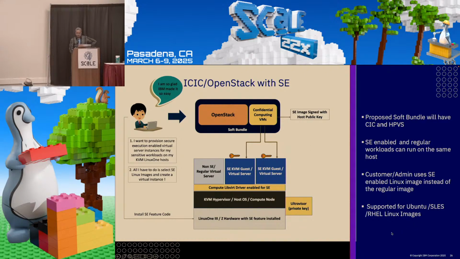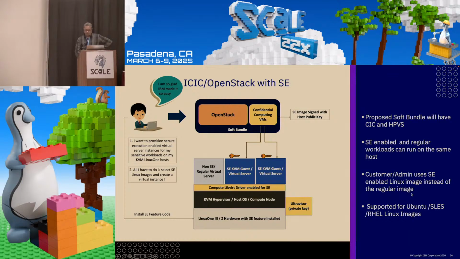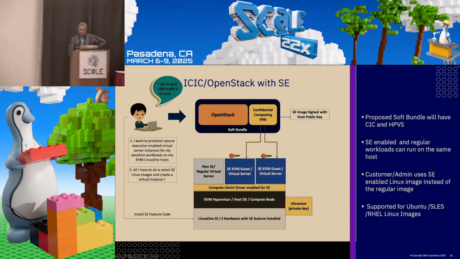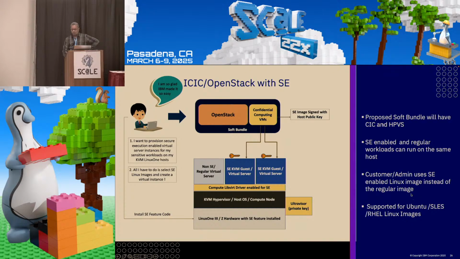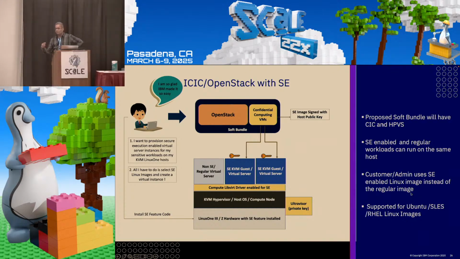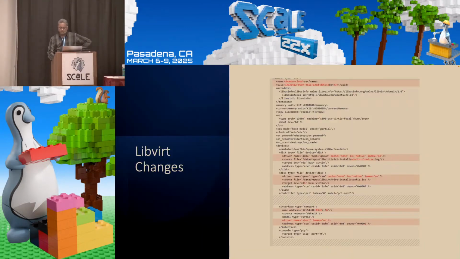This does support Ubuntu, SLES, and RHEL enterprise Linux images, and the admin users can enable or disable SE encryption at the time of creating the VM or orchestrating the deployment of the workload. The point I would like to highlight here is that this is not a comprehensive list of changes that we have done, but there are certain changes that have been included in libvirt to understand the hardware capability and also be able to recognize and leverage those capabilities.